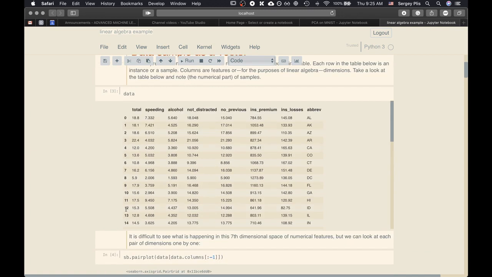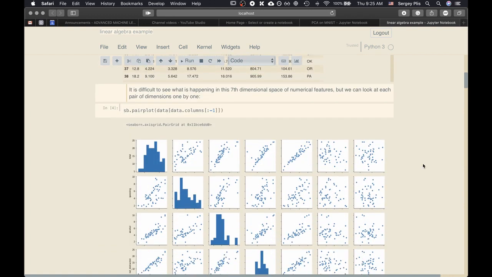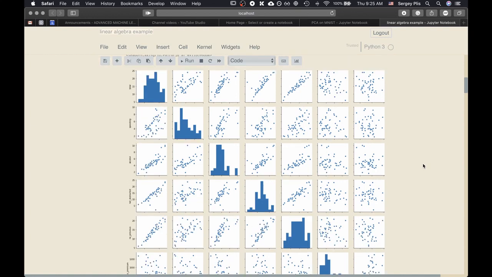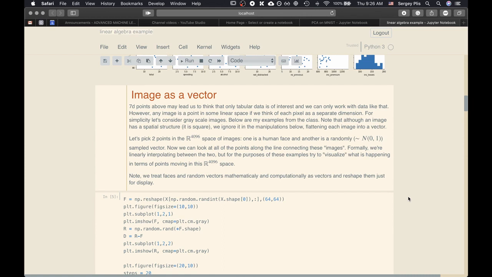So the rows here are the individual cars, and the numerical values are for features: speed, alcohol, not distracted, and others are just feature values. So that's your vector space. We can make this variable categorical, and all of those variables will live in their corresponding subspaces. That's one example. Then, of course, we can look at correlations between different features by plotting their scatter plots like that. But I will make the code available, and you can look it up.